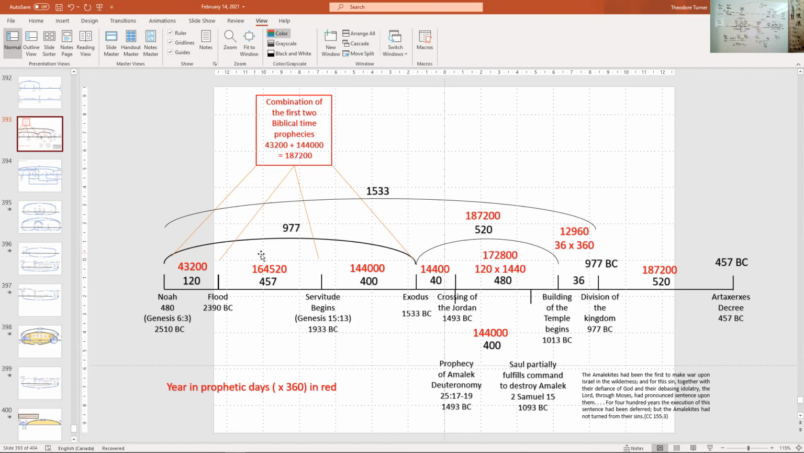And the other thing that ends up happening with this line is there is 977 years from Noah's prophecy to 1533 BC. And then there is 1,533 years to 977 BC. So you can see the 977 and the 1533 and the 977 and the 1533. And that's just because of the date of the flood is 2510 BC. And then also from the division of the kingdom to Artaxerxes' decree is 520 years. And that symbol is 187,200.